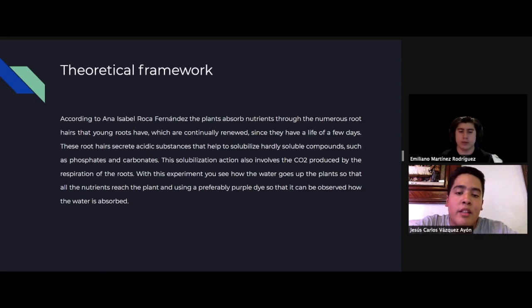With this experiment, you see how the water goes up the plants so that all the nutrients reach the plant, using a preferably purple dye so that it can show how the water is absorbed.